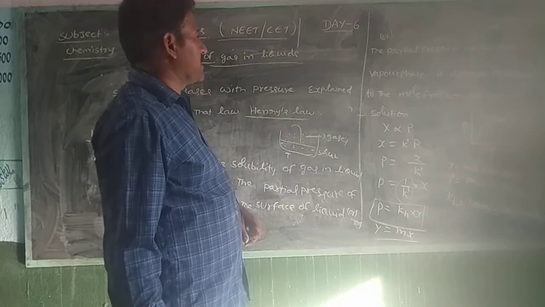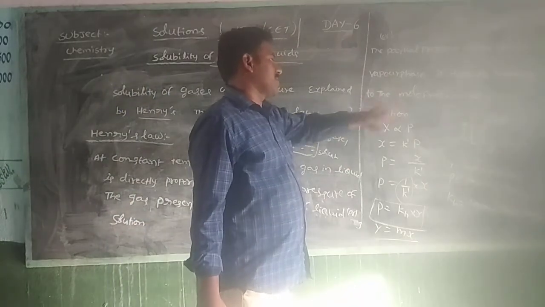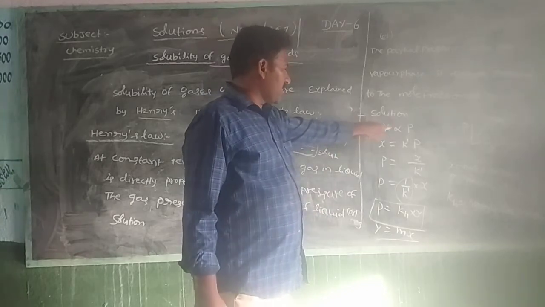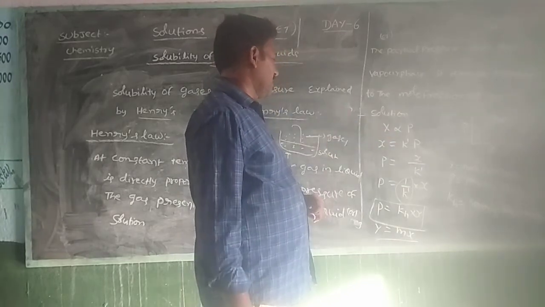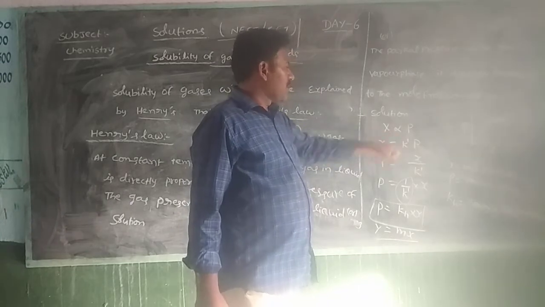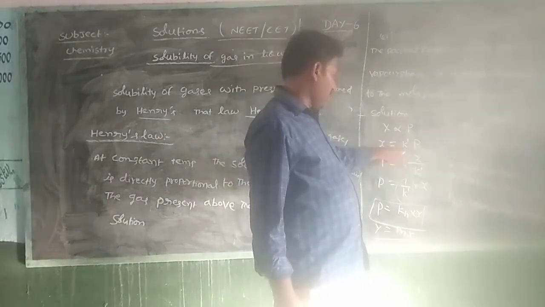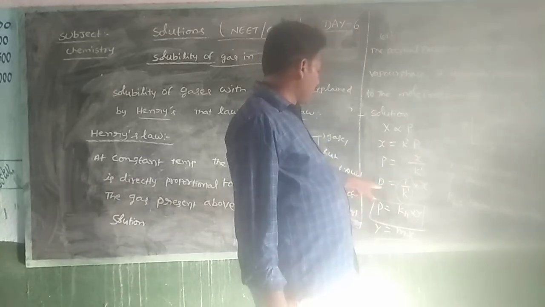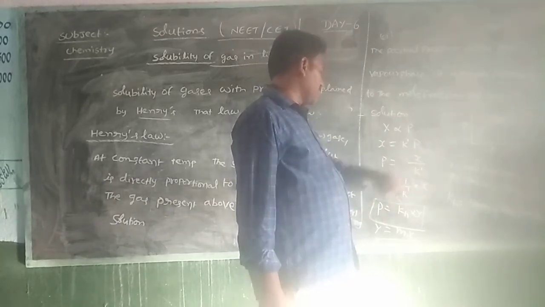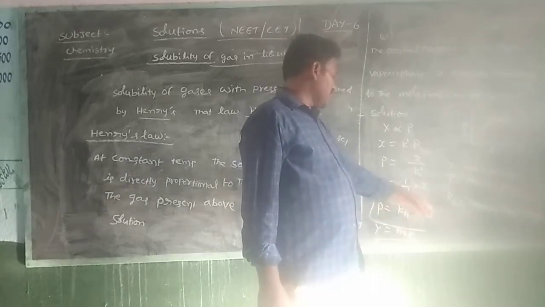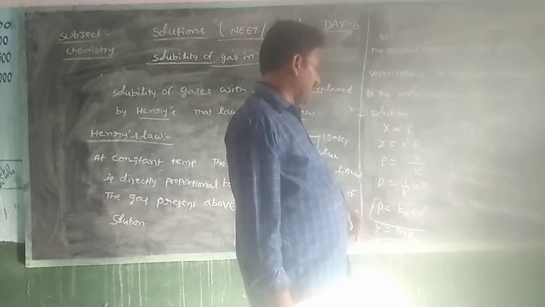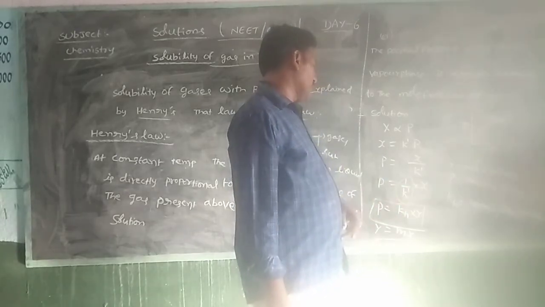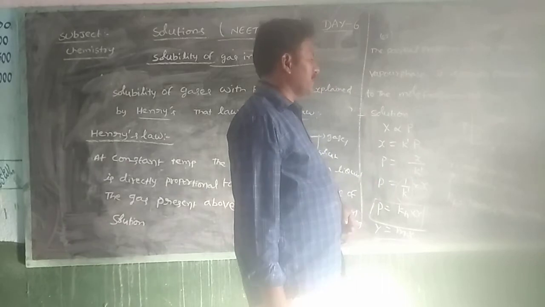The partial pressure of the gas in vapor phase is directly proportional to the mole fraction of the gas in solution. That means x is proportional to the partial pressure, x is equal to K1 into P, so P is equal to 1 by K1 into x, that is P is equal to KH into x. P means partial pressure, KH means Henry's law constant, and x means mole fraction. This is the y is equal to mx form.